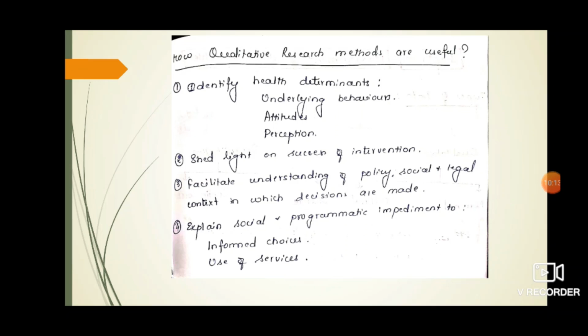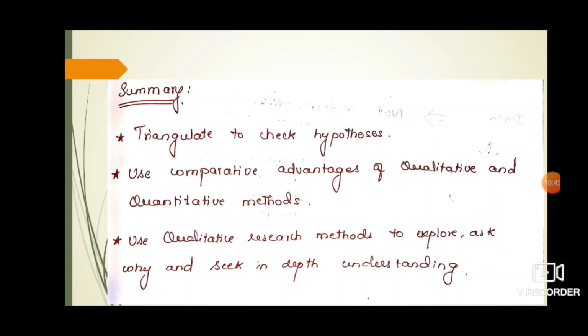How these are useful: it helps to identify the health determinants like underlying behaviors of the people, attitudes, and perception, and it helps to shed light on the success of interventions. It helps to facilitate the understanding of policies, and the social and legal context in which decisions are made. It explains social and programmatic impediments to informed choices and use of services.